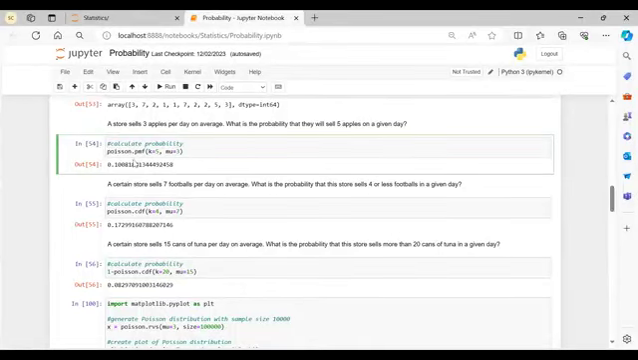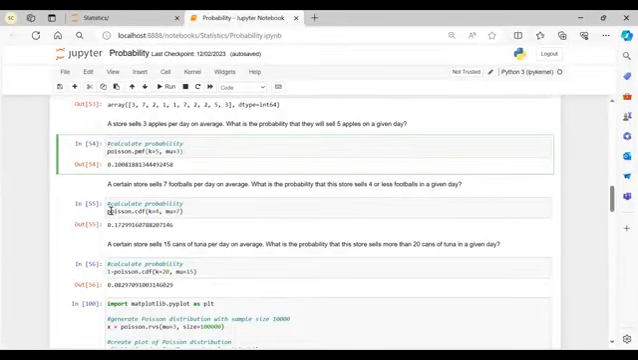So I'm taking this Poisson distribution. I'm taking this again PMF. PMF is exactly 5. Exactly 5. For exactly 5, it is only 10% chance. Now, if you want to say that at most 5 apples, then you can go with CDF. So for example, in this case, a certain store sells 5 footballs per day on an average. What is the probability that this store sells 4 or less footballs in a given day?